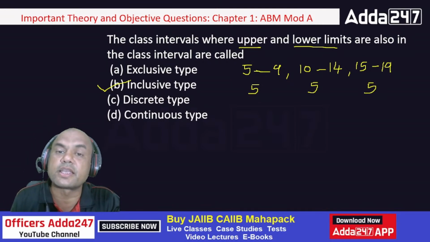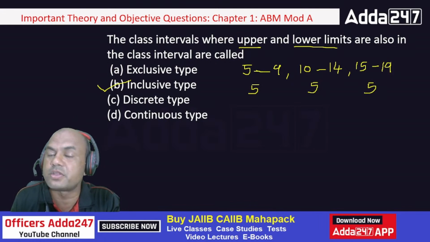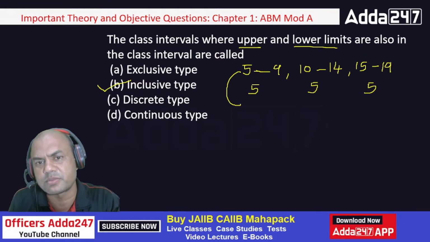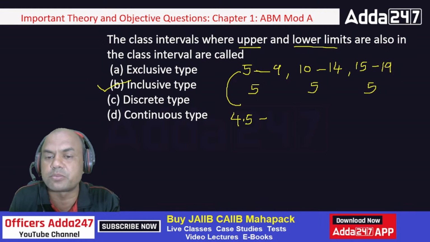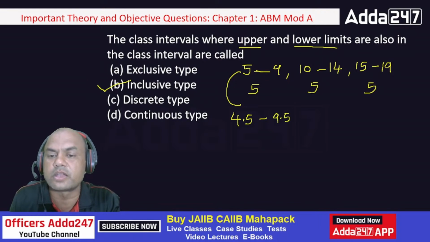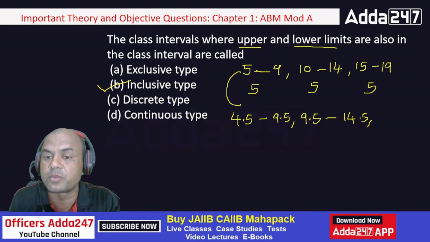If this is inclusive type, then what is the other one? The other one is called exclusive type. How to convert this to exclusive? This is out of the question, but I'll give you the logic behind this. Take 0.5 on this side, so 5 becomes 4.5. Take 0.5 on this side, so 9 becomes 9.5. Again take 0.5 on this side and so on. Now you'll get 14.5. Similarly 14.5 to 19.5.